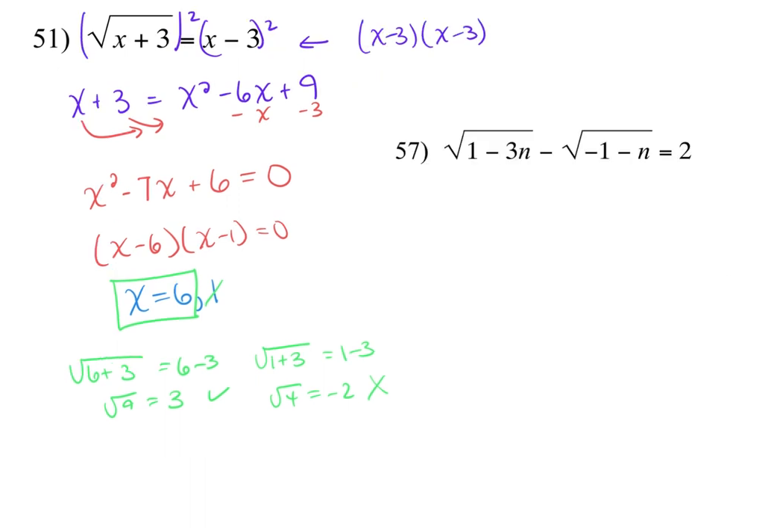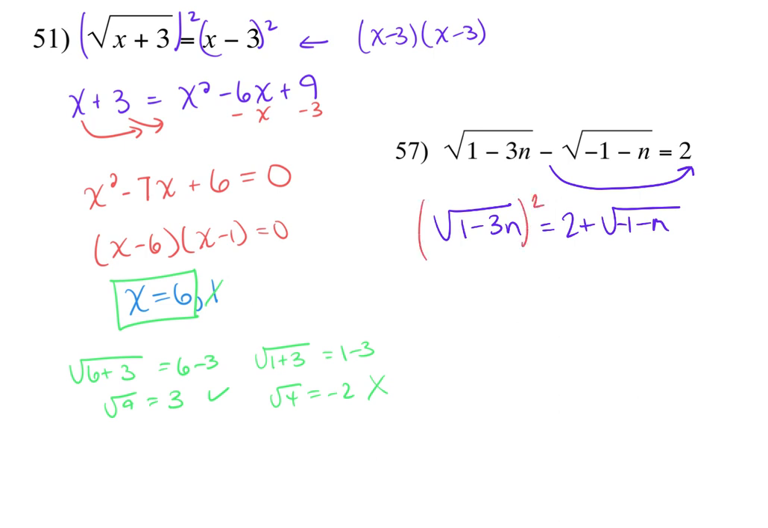Problem. In this case, you will never get both the radicals completely by themselves. So the best thing is to get one of them by itself. So I would move this group over by adding it over. And I would have the square root of 1 minus 3n equals 2 plus the square root of negative 1 minus n.